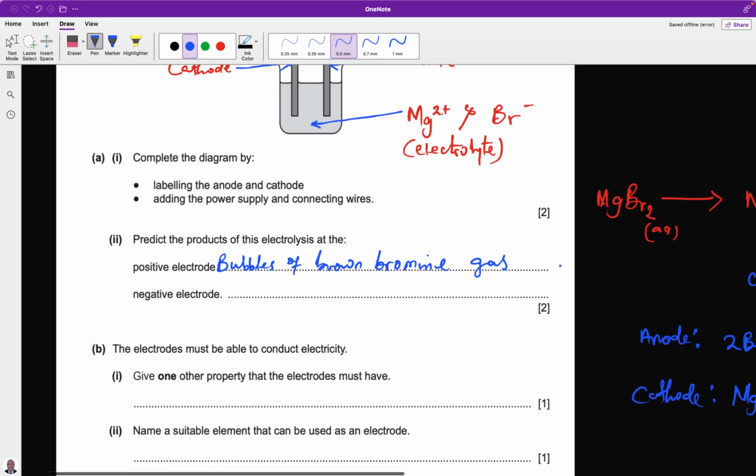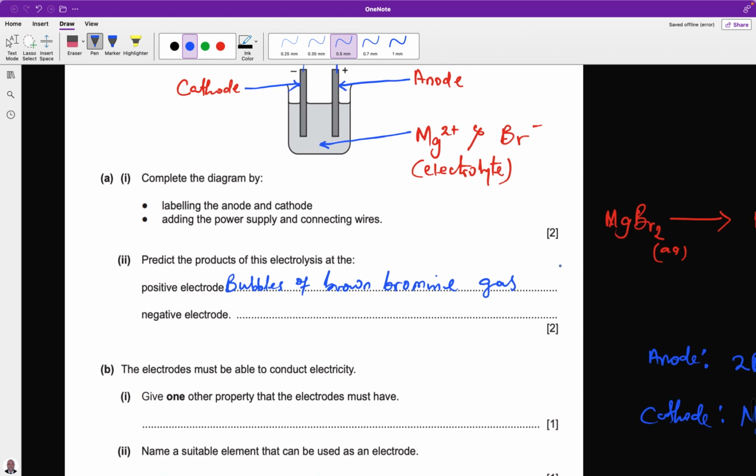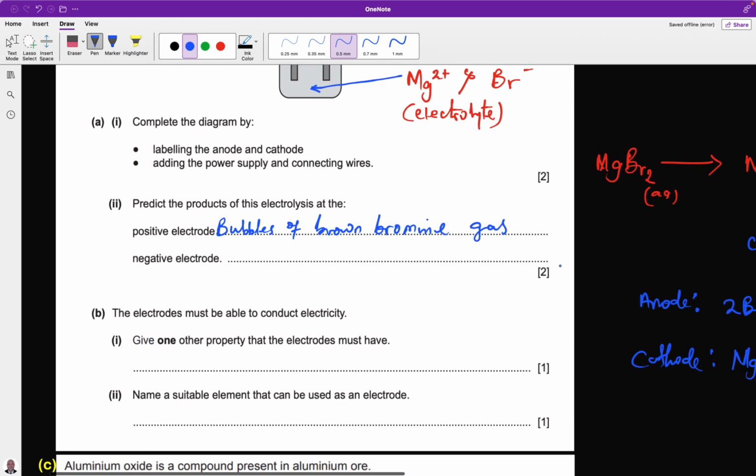Then at the cathode, which is the negative electrode, we will have magnesium solid deposited. Magnesium solid is deposited.